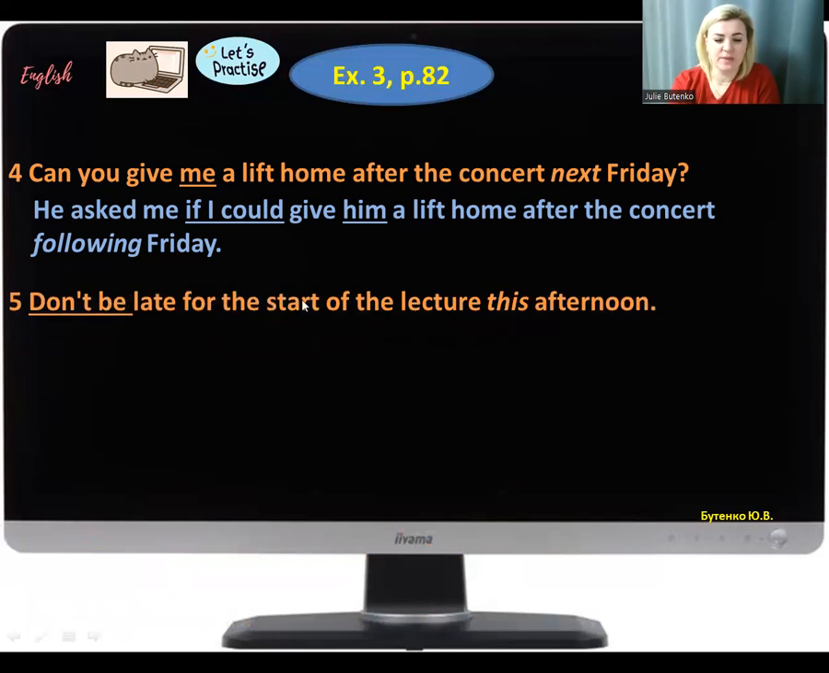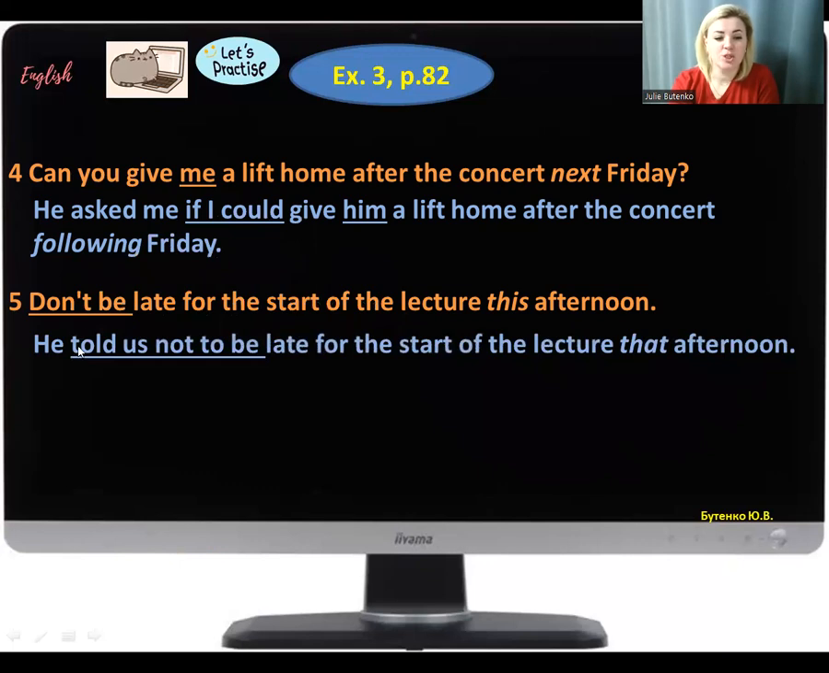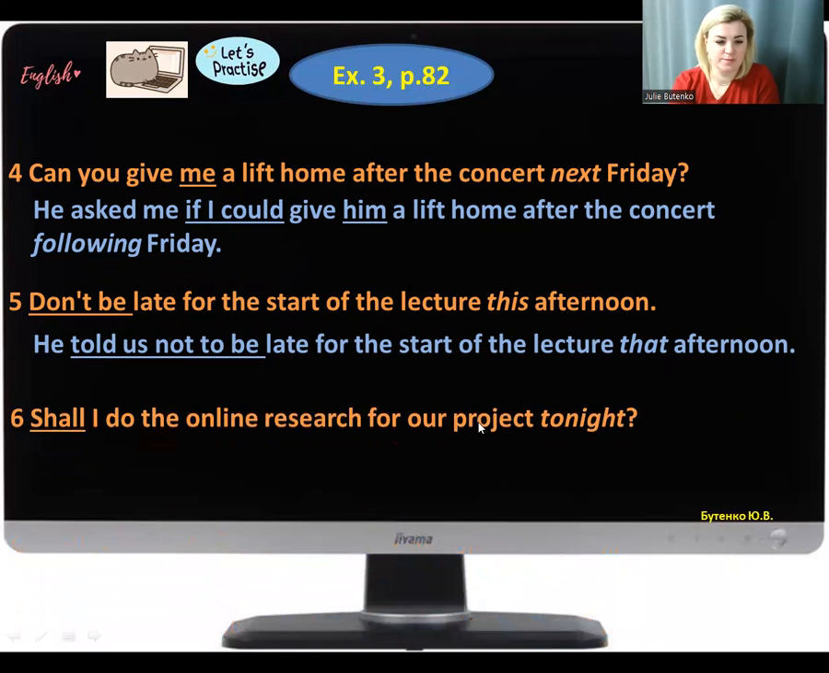Don't be late for the start of the lecture this afternoon. Так, у нас є наказ. Пам'ятаємо собі правило. Коли немає please, має вжитися слово told. І обов'язково має бути object. He told us. Заперечне значить not to, infinitive be. Late for the start of the lecture. Not this, but that afternoon.